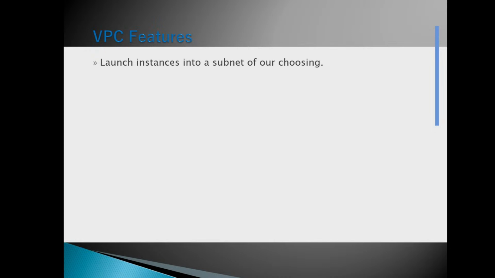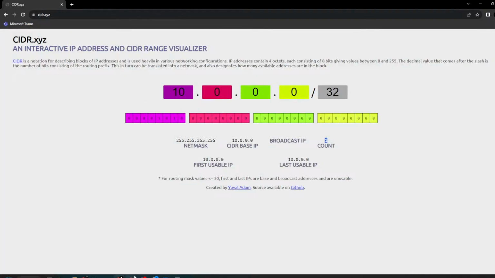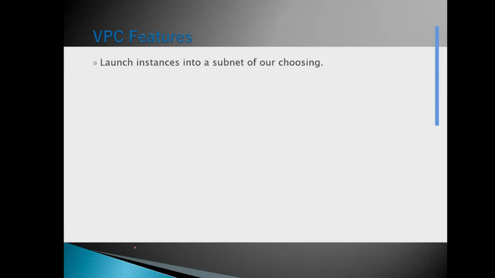So what you can do with a custom VPC, the VPC which you are going to create on your own, is launch instances in a subnet of your choice. Now, what is a subnet? Does anybody know what a subnet is?